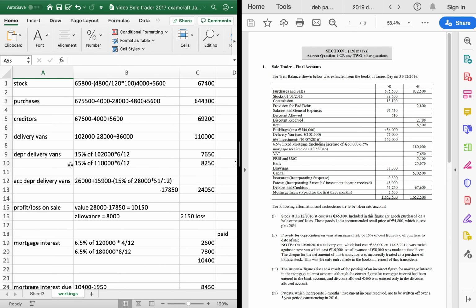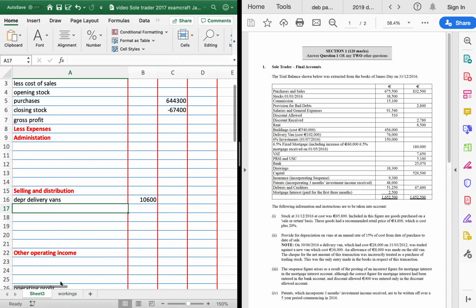So that's your delivery vans. Your accumulated depreciation is in. Your profit and loss, it's 2,150. Anything to do with the van is selling and distribution. So loss on the sale is 2,150, and that is selling and distribution. If it's profit on sale, it's other operating income.